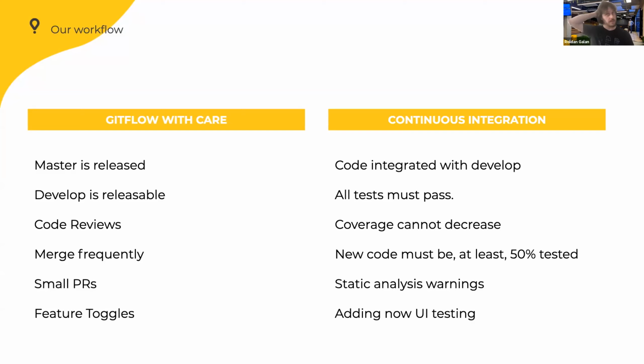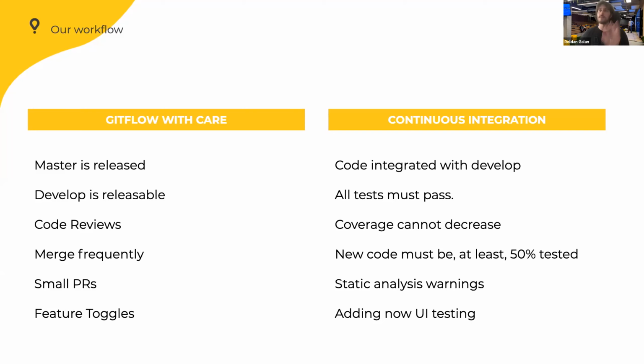We have a continuous integration setup. Every pull request, all the code before being merged, is integrated with develop. All the tests must pass. The coverage cannot be decreased. Every new code must be at least 50% tested. We have static analysis tools in place, and now we are working on UI testing.